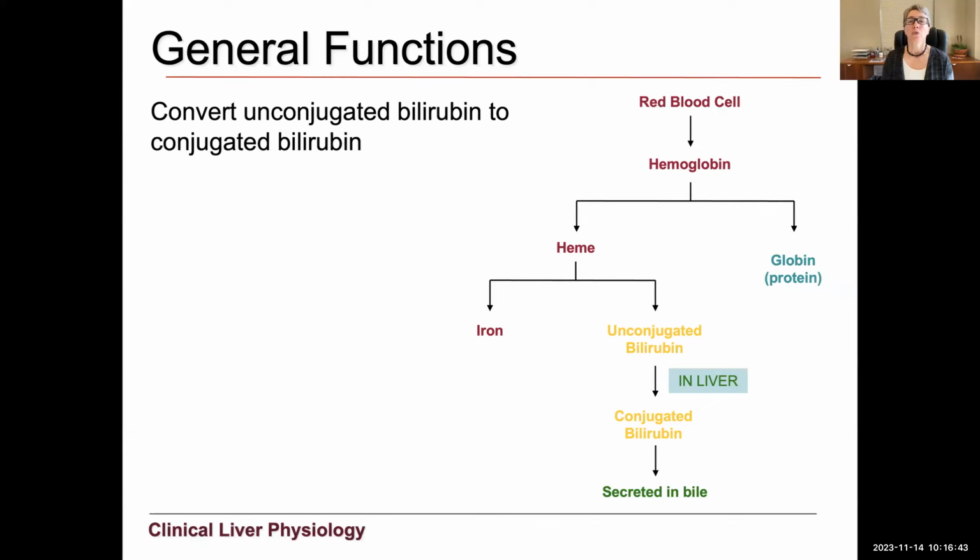Now, in the pathophysiology, we're going to ask what happens to this whole process if the liver is not functioning. If we've seen hepatocyte injury, hepatocyte death, what happens to this whole process? That gives us the pathophysiology, and then leads us to the clinical manifestation, or at least one clinical manifestation, of liver disease.